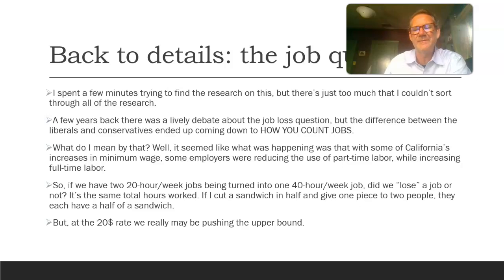But when you got into the studies, one of the main things that both sides agreed on was what businesses were doing with the increased minimum wage. They weren't cutting total hours, but they were choosing to hire one person at 40 hours a week rather than two people or more part-time.